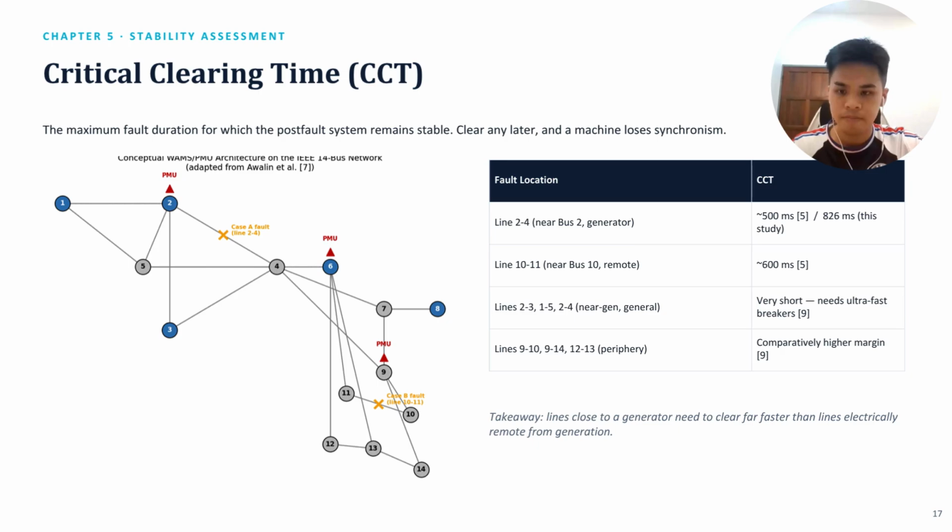That leads to the critical clearing time, or CCT, the maximum time a fault can remain before at least one machine loses synchronism. For our bus 2 case, we calculated a CCT of about 826 milliseconds, which is in the same order of magnitude as the roughly 500 milliseconds reported in prior literature for the same fault location. The broader patterns hold too. Lines close to a generator need much faster clearing than lines further out on the periphery of the network.